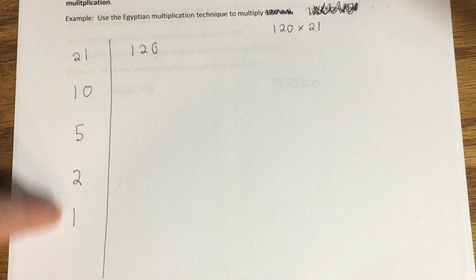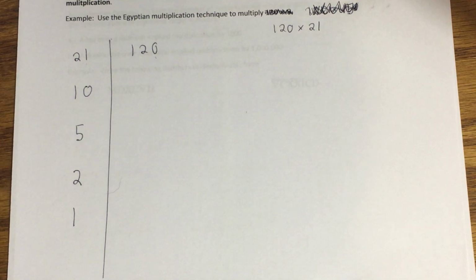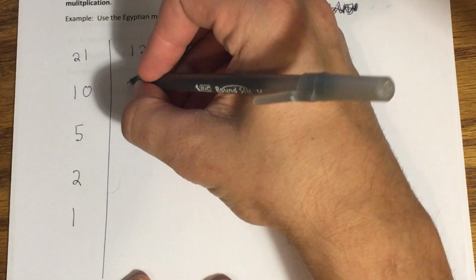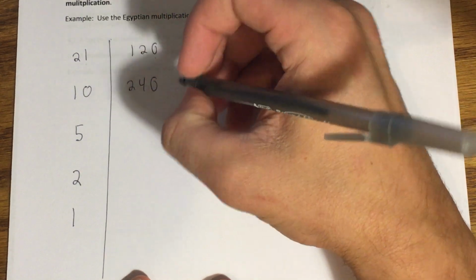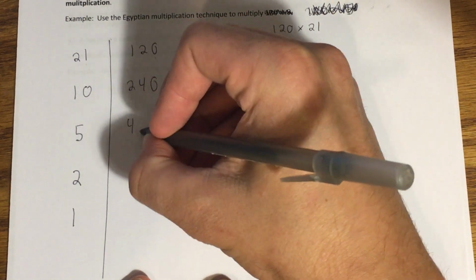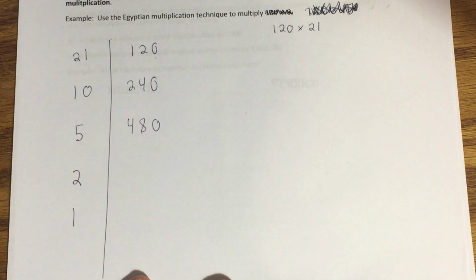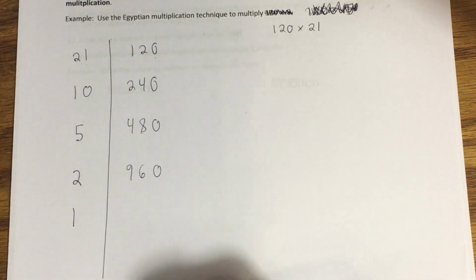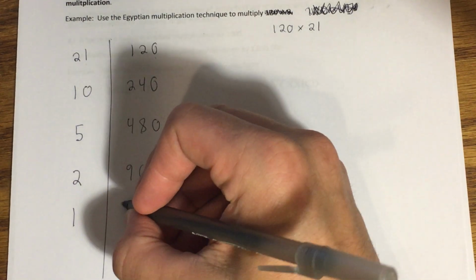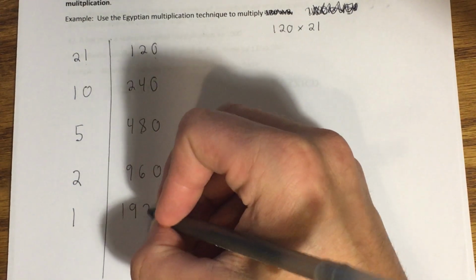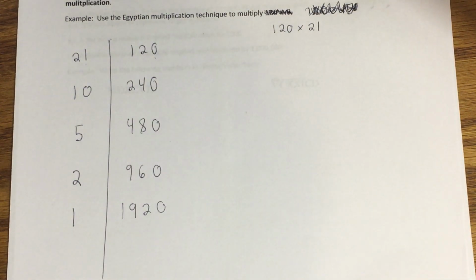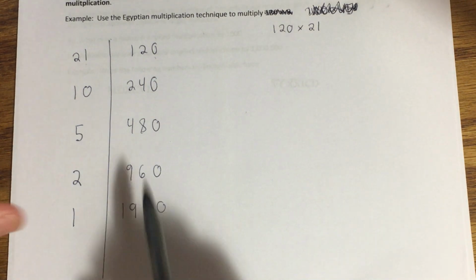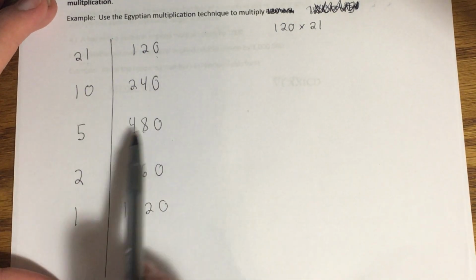In my other column, I'm going to do the opposite of taking half of something. I'm going to multiply by 2, or double this. So if I double 120, I get 240. If I double 240, I get 480. If I double 480, I get 960. And if I double 960, I get 1920.